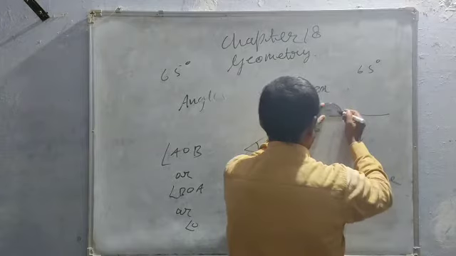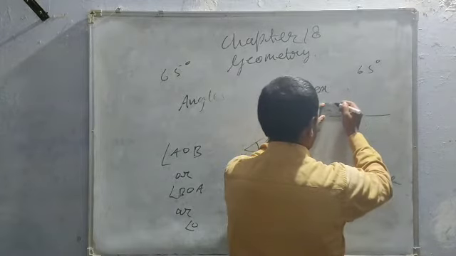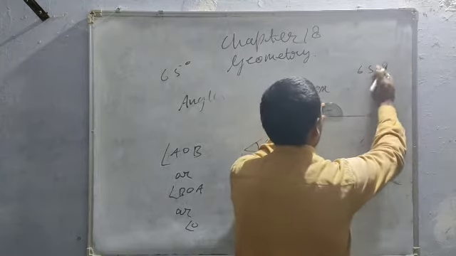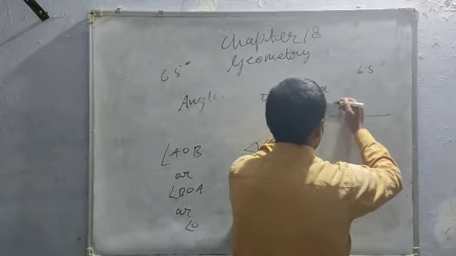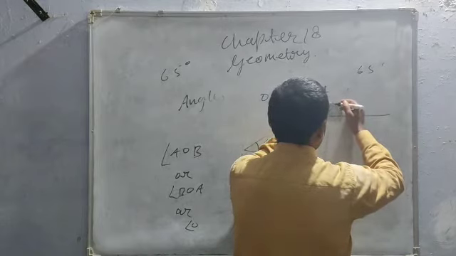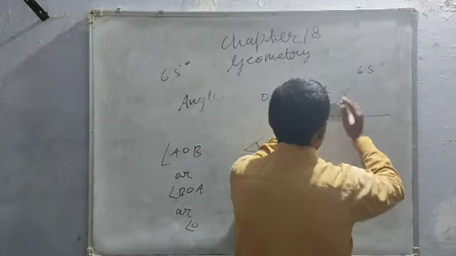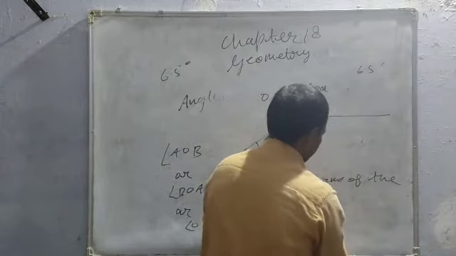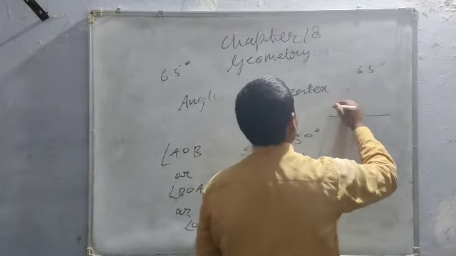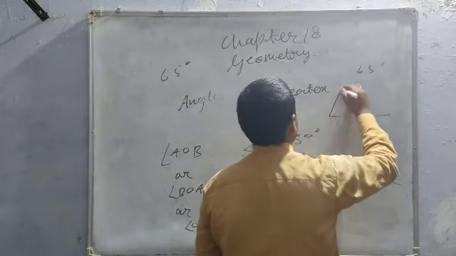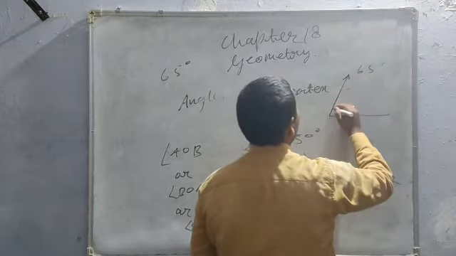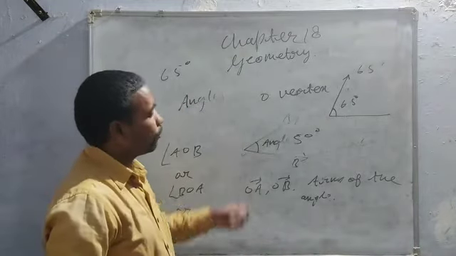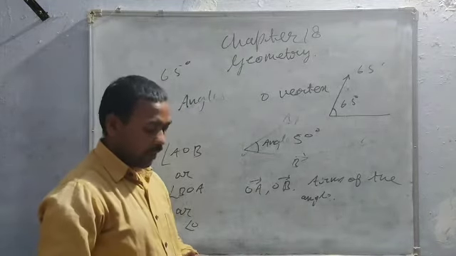So go to 0, 10, 20, 30, 40, 50, 60. After 60, suppose you want to draw 65.5 or 65. So you go from here to 65. Here the marks are given, and you can draw 65 here. You can mark it, remove your protractor, take your scale, and join this point and this vertex, draw a ray, and write this is 65 degrees. I hope you understand how to measure angles and how to draw an angle.